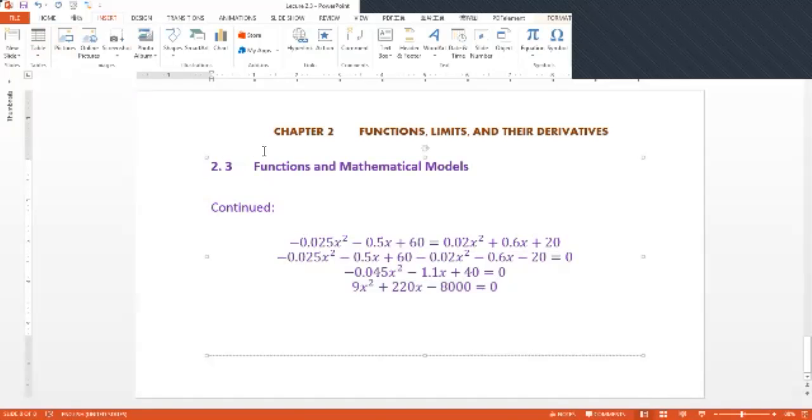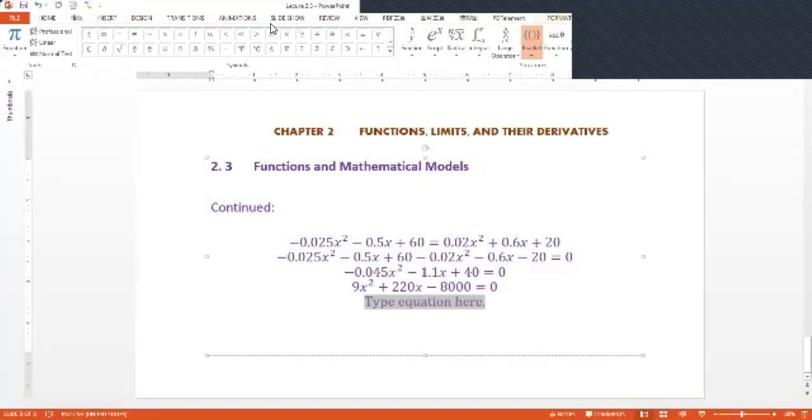Then we need to factor. You can solve this quadratic equation in different ways, but if you factor it, see what you get. I believe it will be 9x plus 40 times x minus 20.